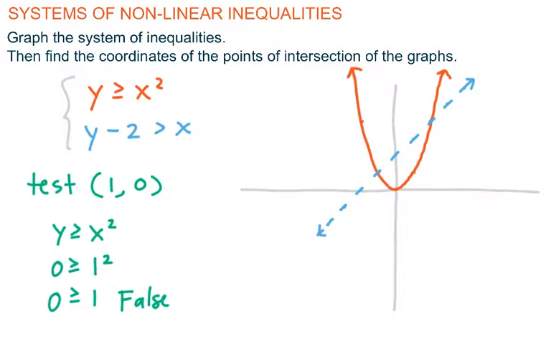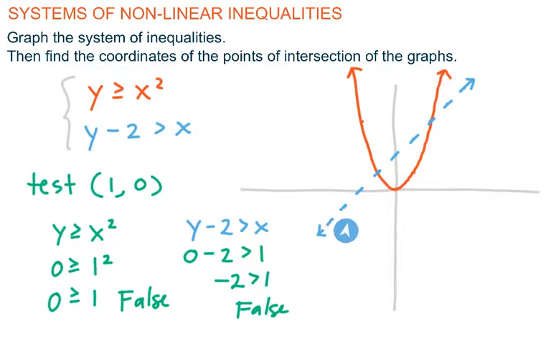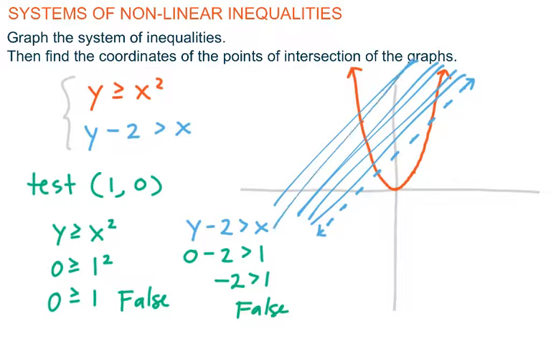My linear inequality is y minus 2 is greater than x. And if I plug my (1, 0) in, that is 0 for y minus 2 is greater than 1 for x, or rather negative 2 is greater than 1. Again, that is a false statement. This point, which is in a sense below and to the right of that dotted line, is not a true statement. That means I need to shade on the other side of the line, which would be up here.